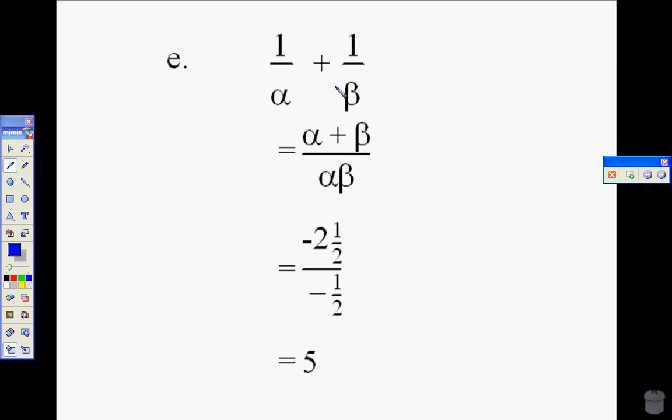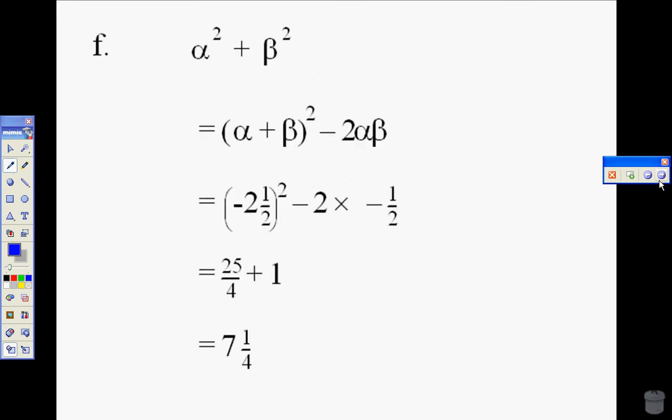This time again, we've got sum of two fractions, which means we have to get a common denominator of alpha times beta. We multiply our denominators by our numerators there to give us alpha plus beta. Product of the roots in the bottom, sum of the roots on the top. We substitute our numbers, we do our division, and we get positive 5.